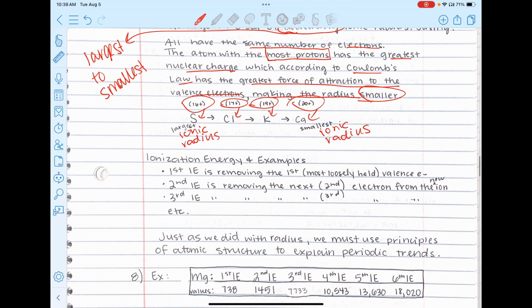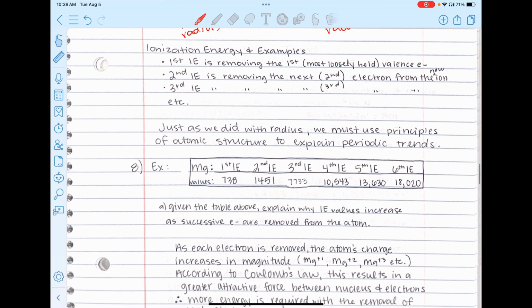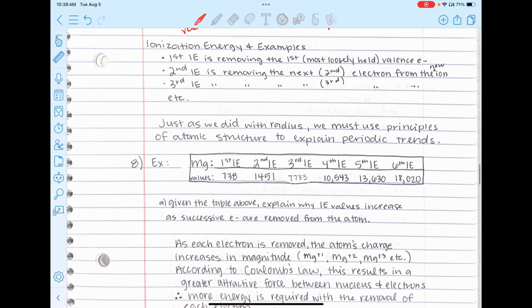All right, so that concludes the section on atomic and ionic radius. Now we're going to move on to ionization energy, right? The next trend that's really important for you guys to be able to give explanations for. So I want to remind you, ionization energy is the energy required to remove the most loosely held valence electron. Now, every time an electron is removed, you have another ionization energy value. So each electron has its own ionization energy value.